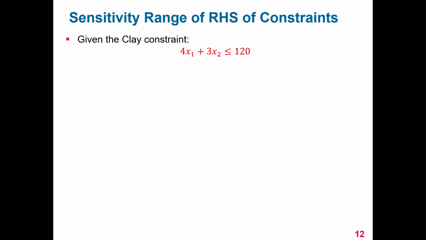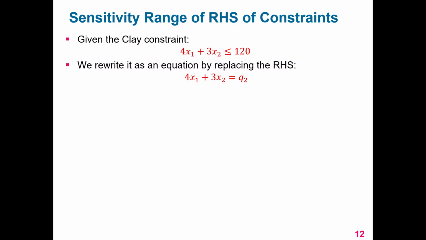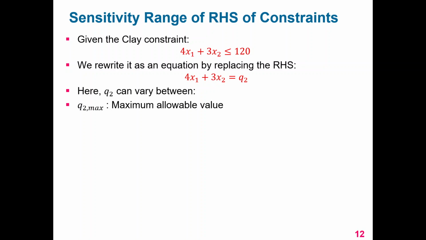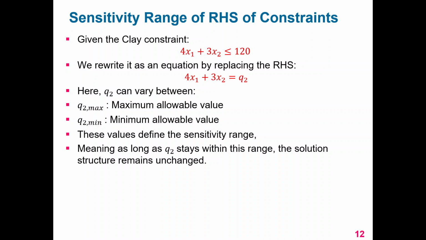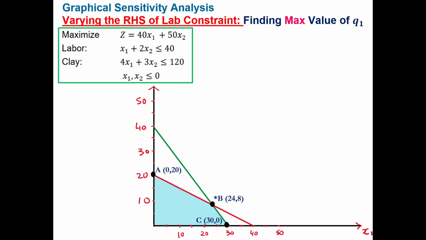A similar thing holds for the clay constraint. For x1 plus 3x2, we will replace 120 with q2, and q2 has two values, q2 max and q2 min. These values define the sensitivity range, meaning that as long as q2 stays within this range, the solution structure remains unchanged. Now let's see how it is actually done.